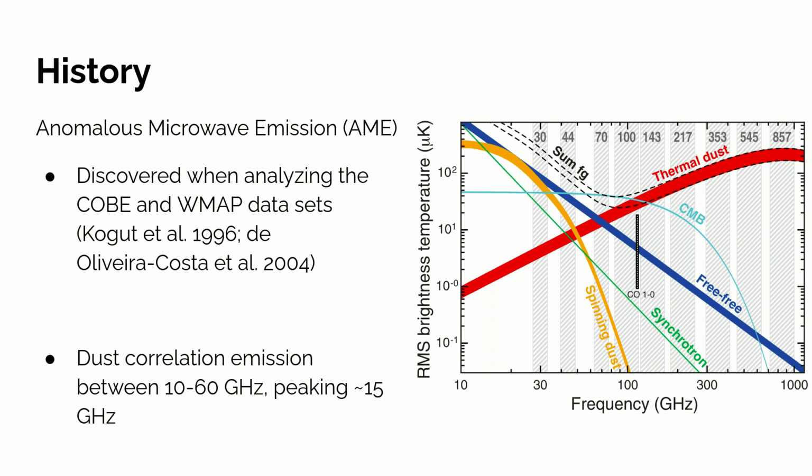The anomalous microwave emission is named this simply because this is what it was first dubbed as when it was discovered when analyzing the COBE and WMAP data sets. It was an unexpected foreground to be discovered when analyzing these data sets, as synchrotron, free-free, and thermal dust emission had all been expected, and this appeared as a bump, as an enhancement to the thermal dust spectrum because of the strong correlation with dust emission morphology on the sky. And this dust-correlated emission peaks at around 15 gigahertz and is strong between 10 and 60 gigahertz.